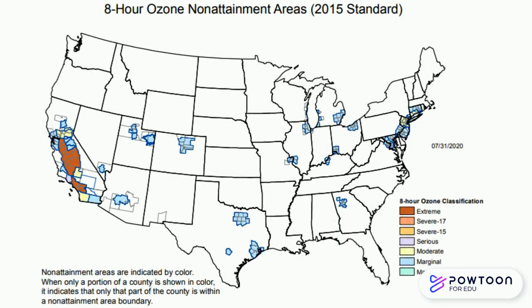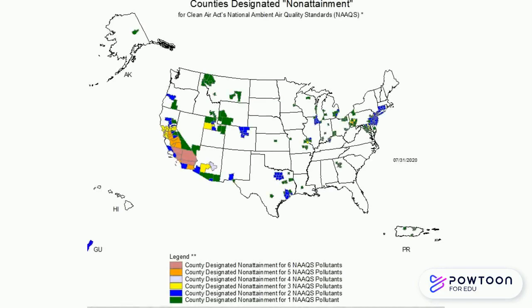Let's scale back and look at the entire country for ozone. You can do this for any of the criteria pollutants. The maps are all available on EPA's website. Here you see parts of California in extreme non-attainment, so they're given more time to comply. And then you can look around and you can see marginal non-attainment in areas in the northeastern states and Texas and some other states. Here's a look at which counties across the country have the most criteria pollutants in non-attainment status. Again, we can see parts of California in non-attainment for all 6 of the National Ambient Air Quality Standard pollutants.